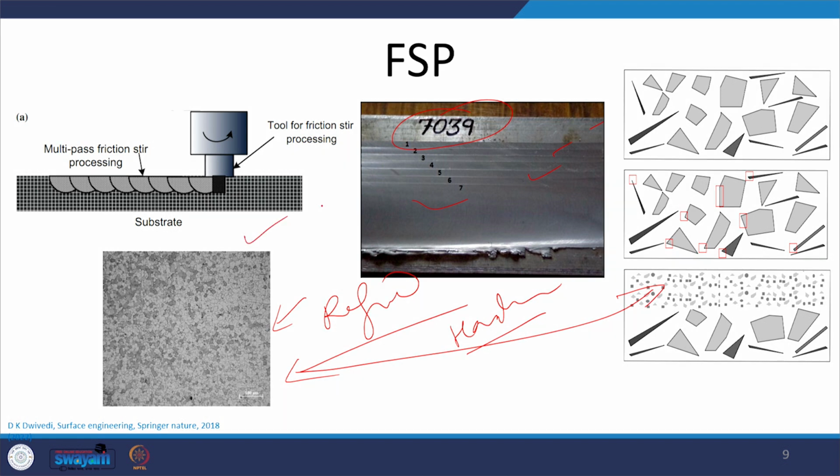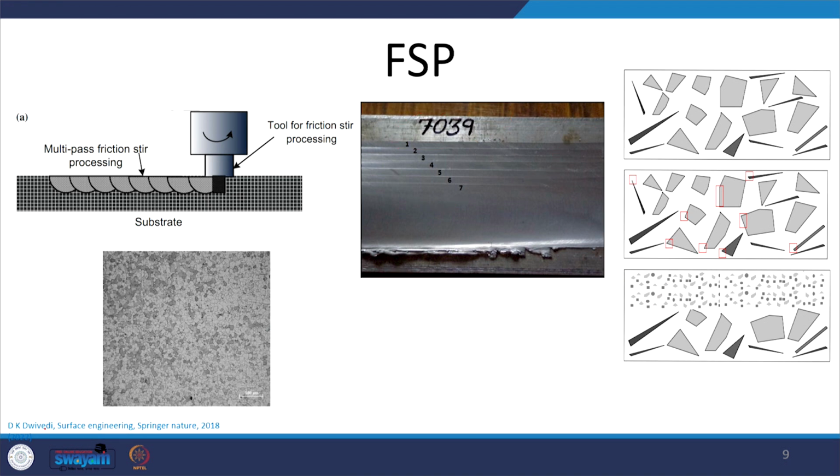If we consider transformation hardenable metals, then in that case not just refinement will be happening, but the soft phases like ferrite and pearlite will form hard constituents like martensite, and the formation of martensite will result in increased hardness and increased load carrying capacity. So, this is another solid state process. If the FSP is not done properly, then of course, it can lead to properties that we do not want.